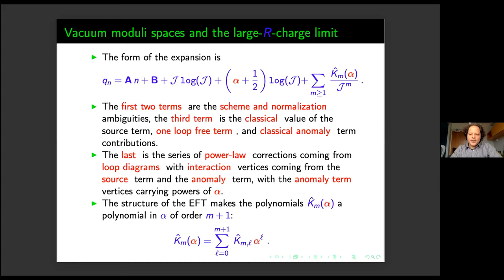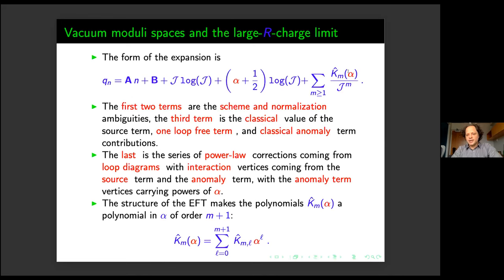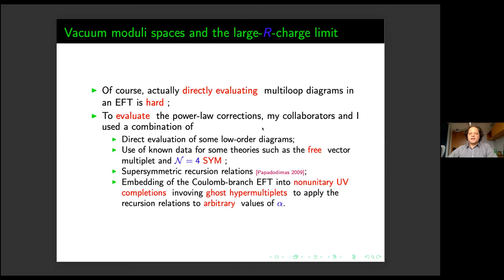And then by Feynman diagrammology, you can bound the order of the dependence of these k's as functions of the anomaly coefficient. So at order j to the minus m, you have a polynomial of order at most m plus 1 as a function of alpha. And the diagrammology just looks like this. The crossed vertices are the localized sources, and then the other vertices are the anomaly term. Oh, excuse me, other way around. So of course, directly evaluating multi-loop diagrams in an EFT is hard. So to evaluate the power law corrections, we used a series of tricks, which did nothing but allow us to avoid doing all that work.